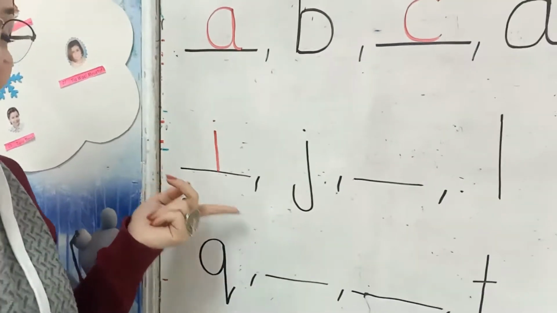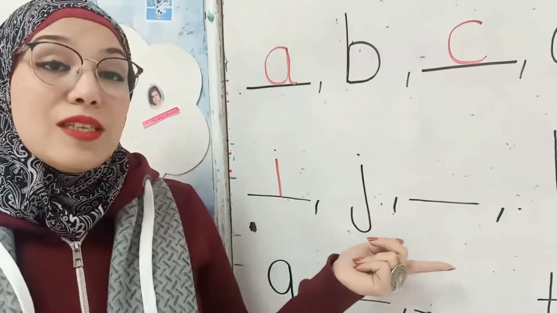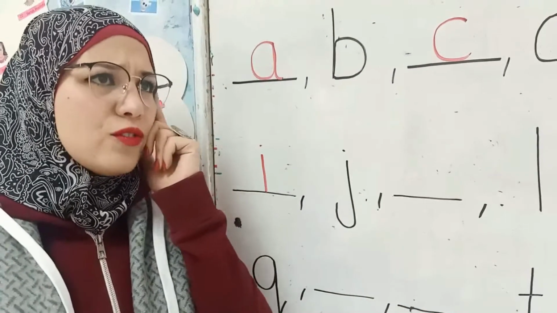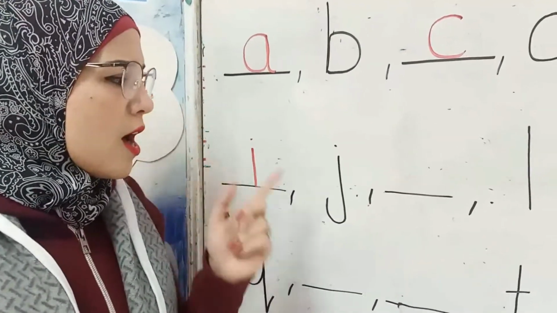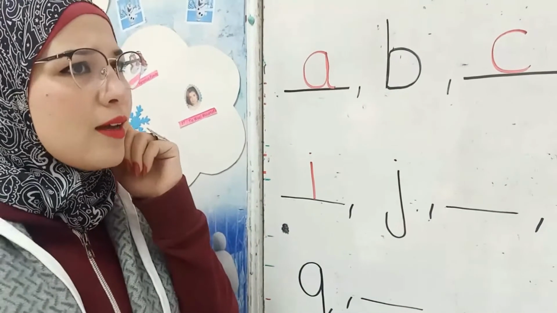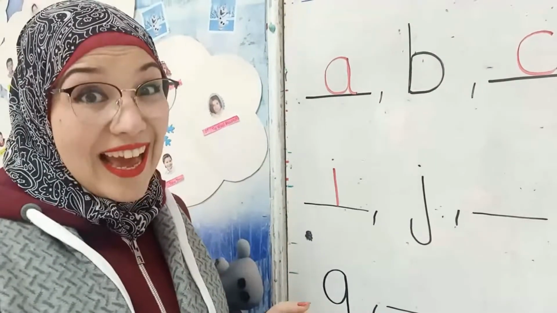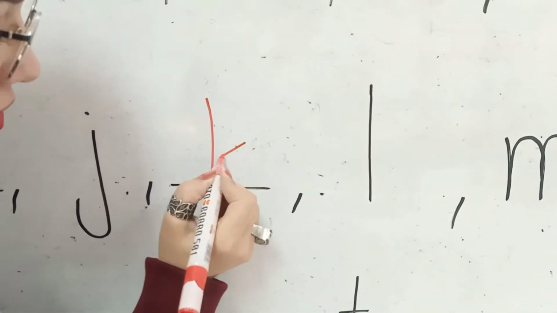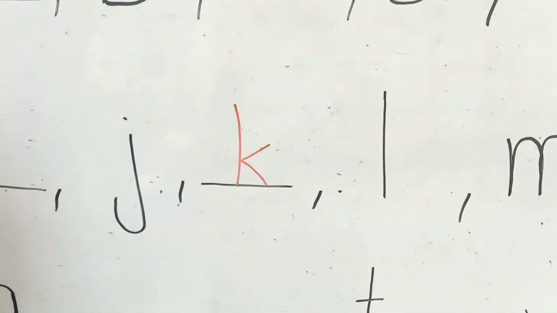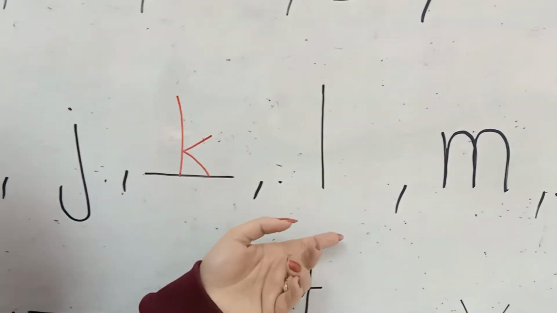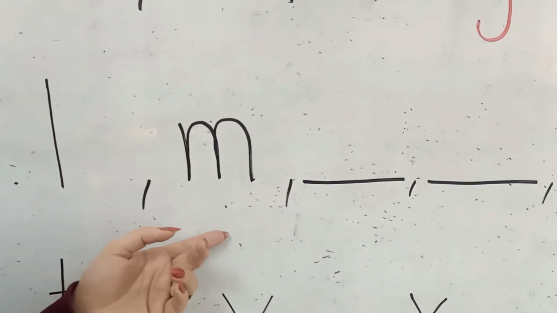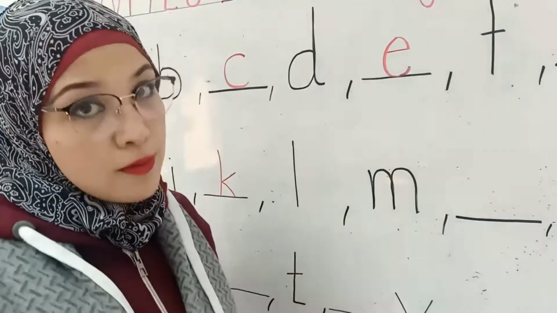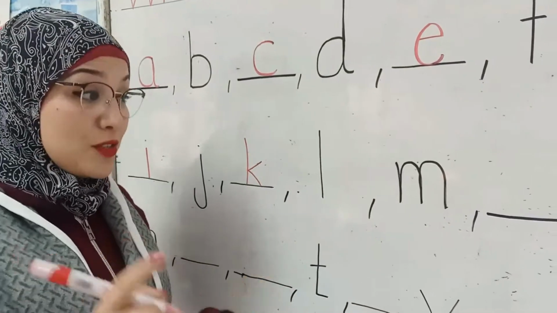And after I comes J. What is the letter that follows letter J? After J comes, super, K. K. This is how we write letter K. J, K, L, M. What is the letter that comes after M? After M comes N. Super N.